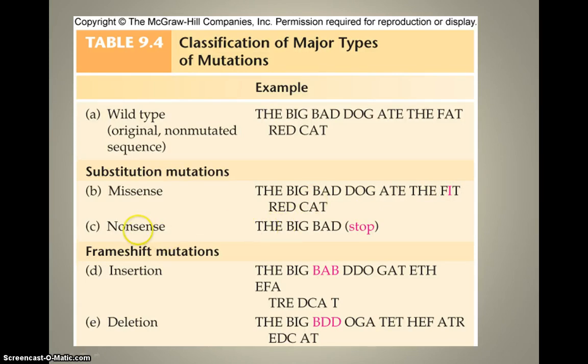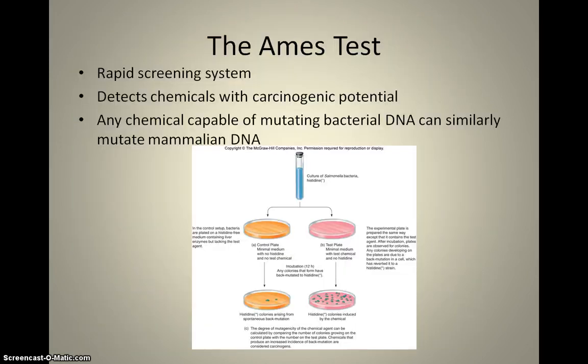And then you have a nonsense where it stops. All of a sudden, the big bad, you cut off the rest of your amino acid sequence. This is pretty bad. Now, frame shift mutation, if we add in just one letter, see how it messes up the entire frame. So instead of saying the big bad, now we've inserted a B here, and so it throws off every other triplet codon. Whereas if we deleted, the same thing would happen. The A has been deleted, it throws off every triplet, and it doesn't make any sense at all. So frame shift mutations by insertion and deletion are pretty detrimental to the organism.